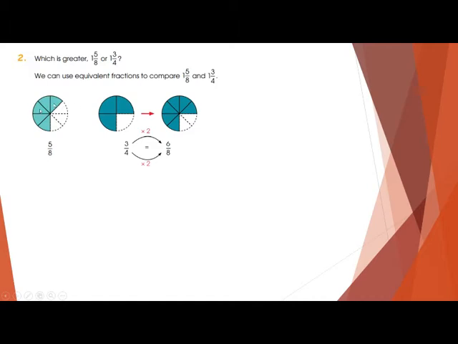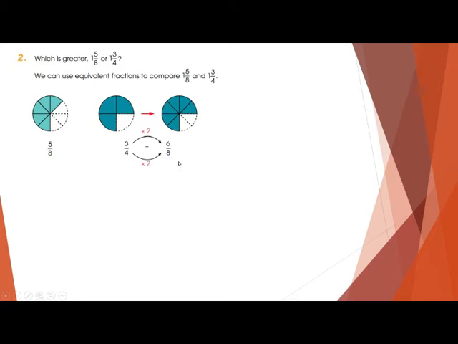For 5/8, you have to draw a circle. The circle must have 8 total parts, and 5 will be the shaded areas. And the next one, we have 3/4. We have to make 8 parts of this one too, to equate it. So how can we do this? Simply multiply by 2. 3 times 2, you get 6, so you have to shade 6 areas. And what will be the denominator? 4 times 2, you get 8 total parts. So you get 5 upon 8 and 6 upon 8.